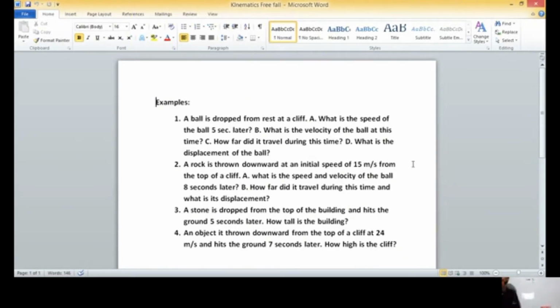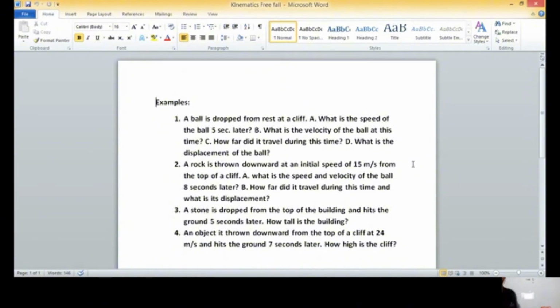Okay, so number 2, the problem states that a rock is thrown downwards at an initial speed of 15 meters per second from the top of the cliff. A, what is the speed and velocity? So we're looking for the speed and velocity of the ball 8 seconds later. And B, how far did it travel during this time?